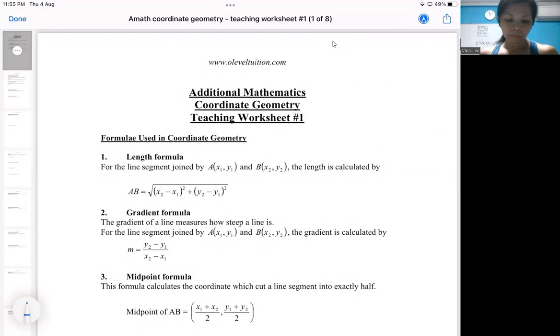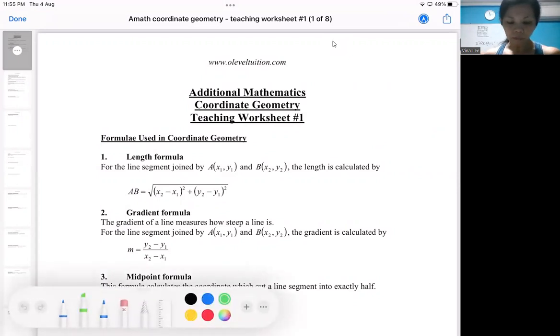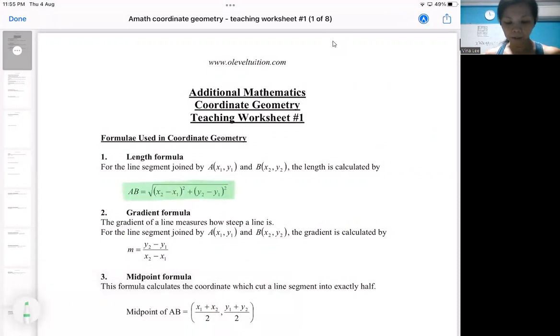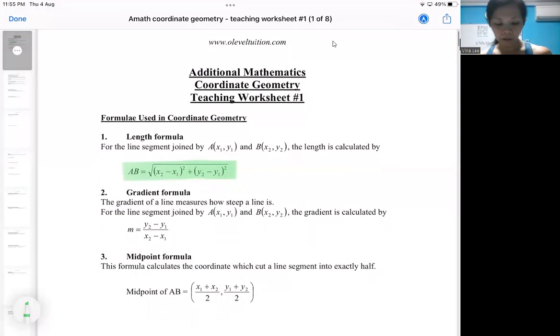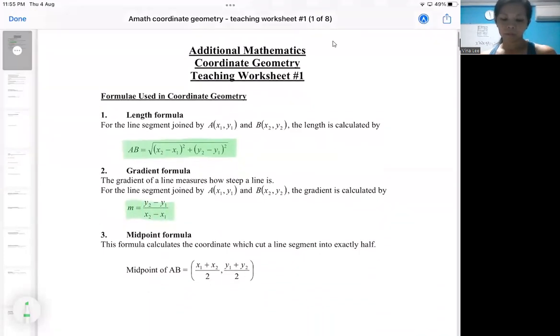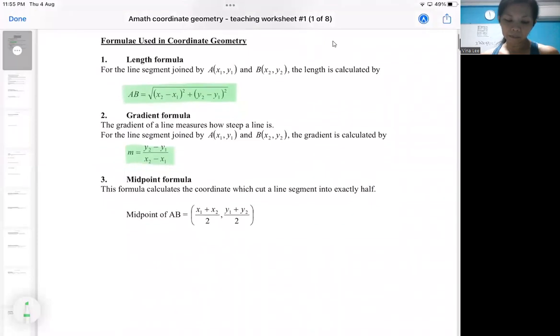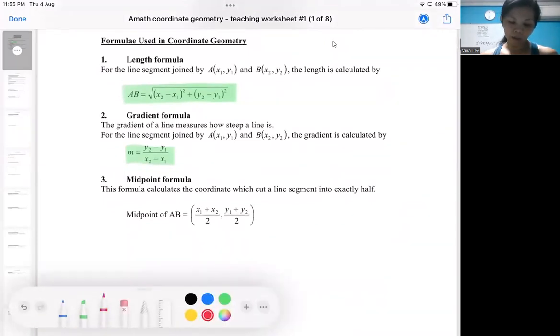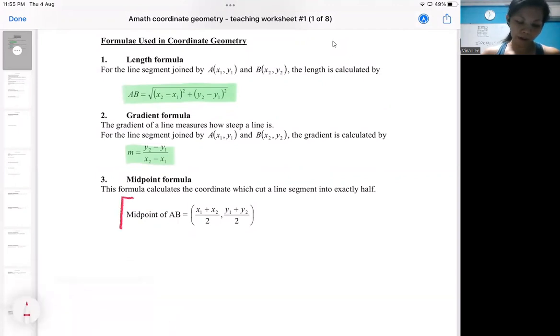Okay, so the length formula that you learned in E-math is still applicable, whether it is in A-math coordinate geometry or A-math circles. So A-math circles also fall under coordinate geometry. The gradient formula is still applicable. Maybe the midpoint formula is something new. This one is applicable only for A-math, not E-math.